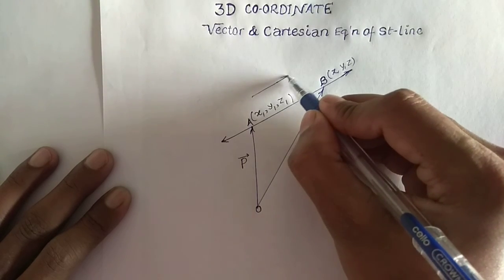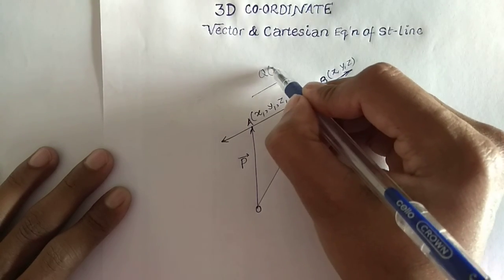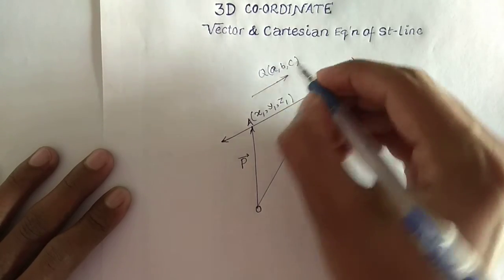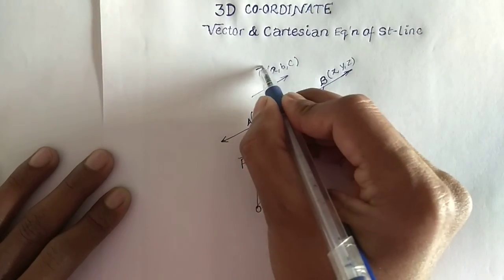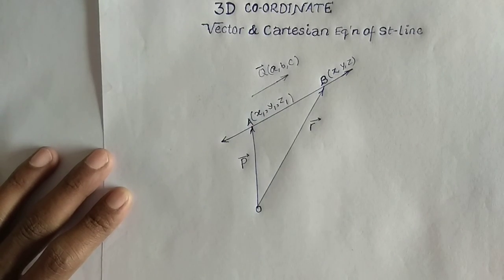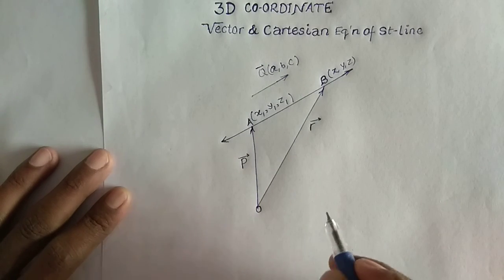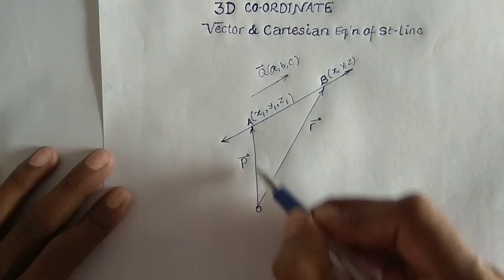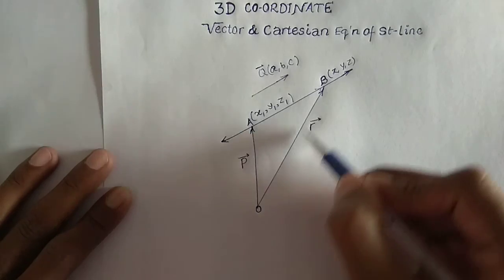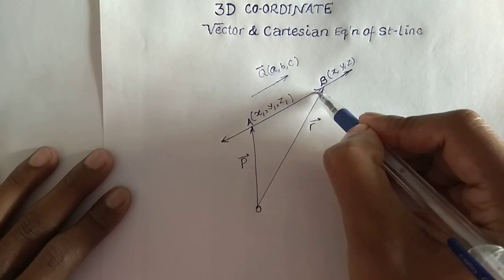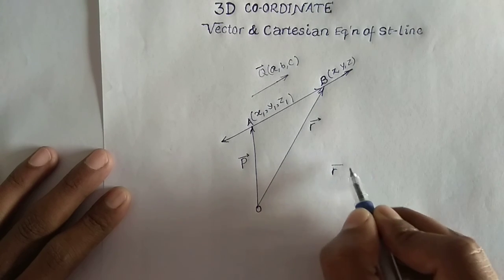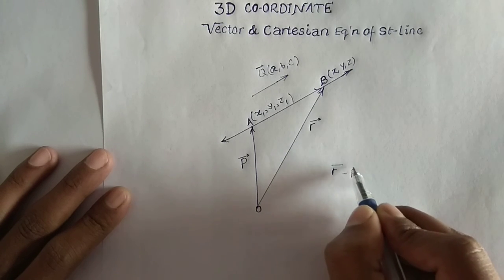Here Q is a given vector, meaning its coordinates are a, b, c. These are actually called the direction ratios of a line. Now, we draw the vector triangle: this vector plus this vector is equal to this. So this vector is the resultant of vector R and minus of P.